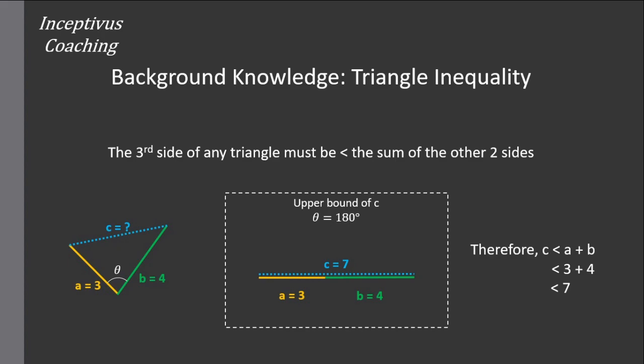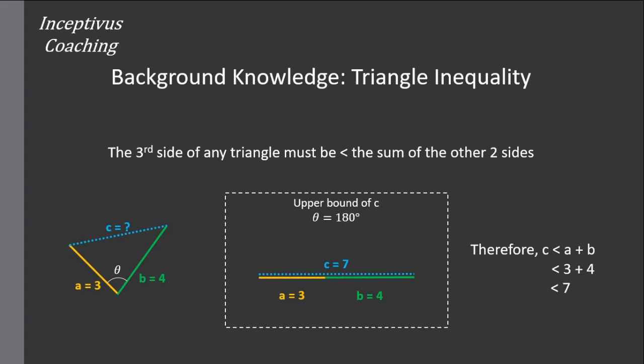triangular inequalities. Triangular inequality says that the third side of any triangle must be less than the sum of the other two sides. Well, why is that? Let's take any arbitrary triangle, it doesn't have to be right angled. Let's call this A, B, and C, three side lengths. Let the A side be 3, the B side be 4. Fix these two side lengths and let the angle between A and B be called theta.